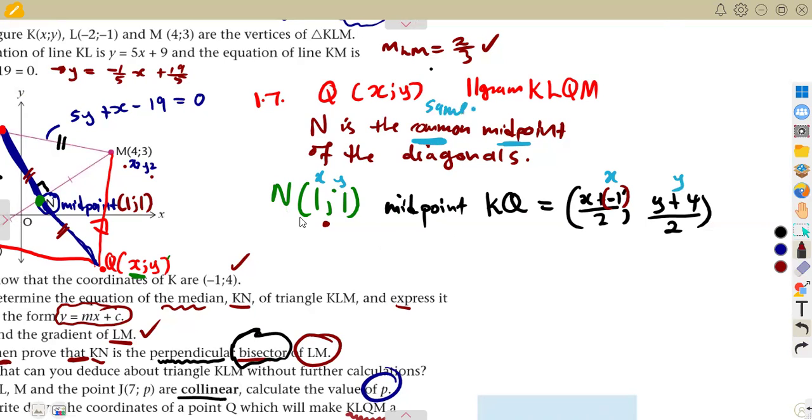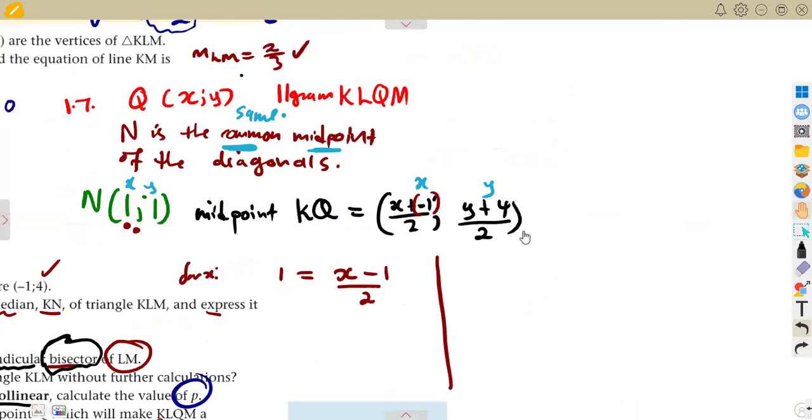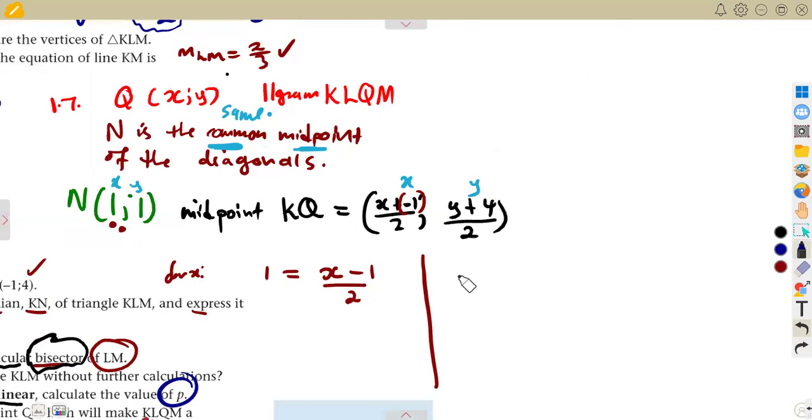So considering x, this one must be equal to the x part here, which is (x minus 1) over 2. We have formed an equation for x. The same thing for y: we are going to equate the y value at the common midpoint to the expression of the y value of the same midpoint in terms of y. With this, we can solve the given equations.